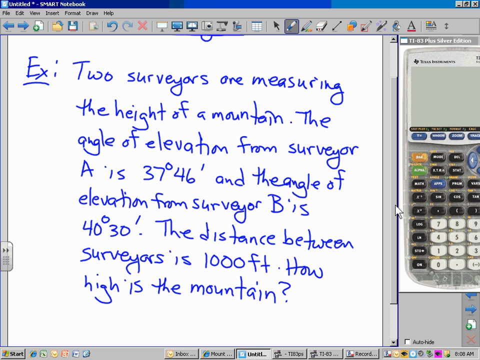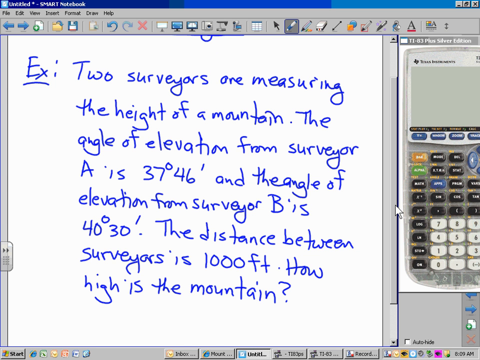Two surveyors are measuring the height of a mountain. The angle of elevation from surveyor A is 37 degrees 46 minutes. The angle of elevation from surveyor B is 40 degrees 30 minutes. The distance between the surveyors is 1,000 feet. How high is the mountain? We're assuming a couple things. First, we have to assume that the surveyors are at the exact same elevation, which happens to be the base of the mountain. Make sense?